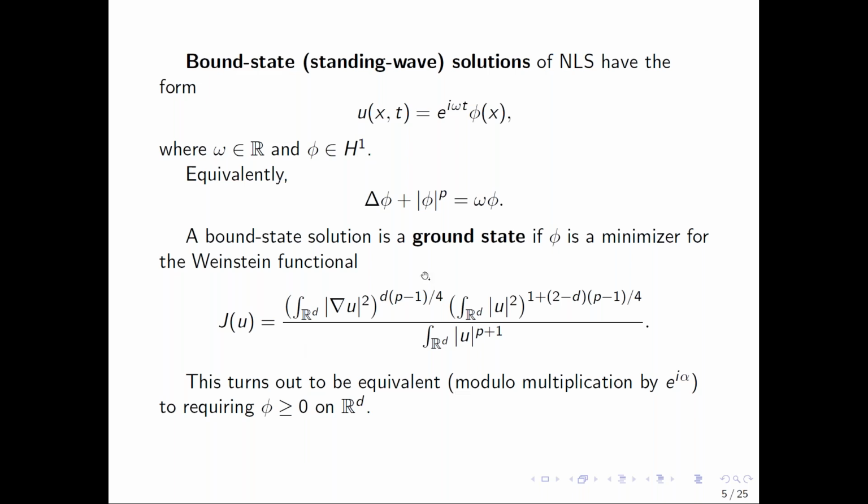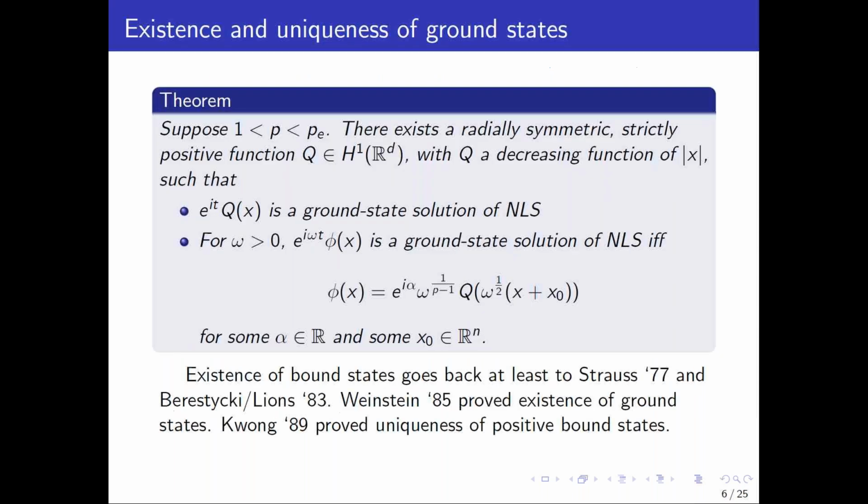I've given the more complicated definition at first because it's easier to work with. But you can just think of ground states as being non-negative bound state solutions. So here's a basic classical theorem on the existence and uniqueness of ground state solutions. I've said underneath the theorem a little bit about its history.